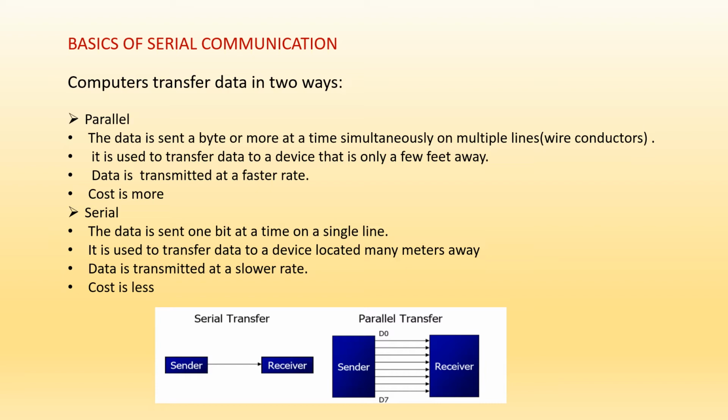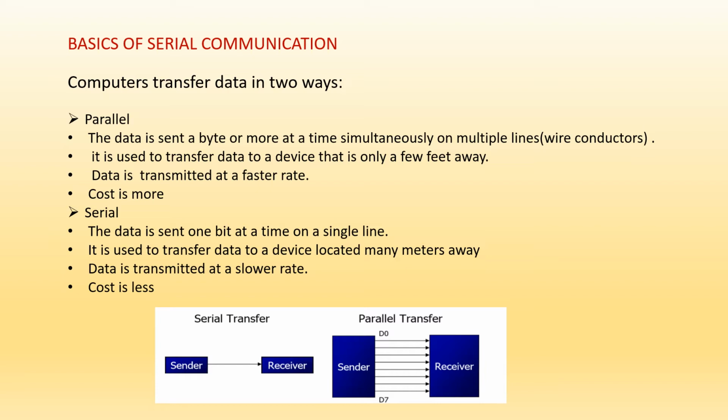In parallel data transfer, the data is sent a byte or more at a time simultaneously on multiple lines. Between the sender and the receiver, there are multiple lines, and simultaneously the data is sent on the multiple lines. This is called parallel data transfer. It is used whenever the device is only a few feet away. For example, if I'm transferring data from a computer to a printer, it can be done using parallel data transfer.